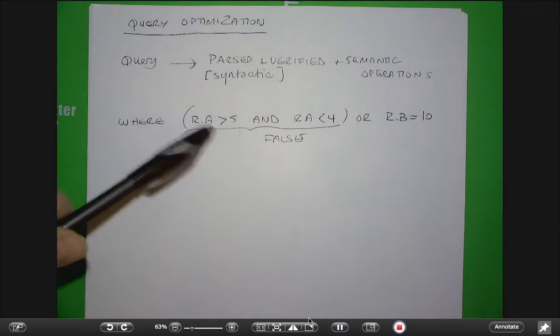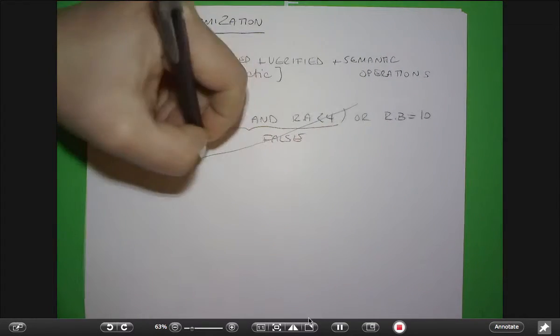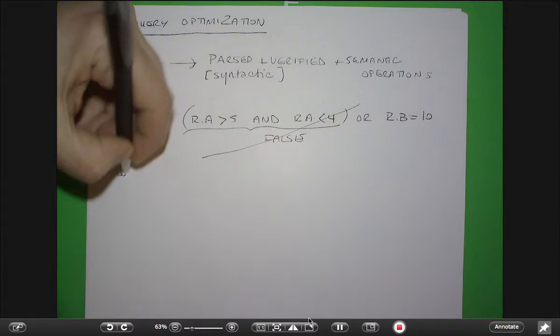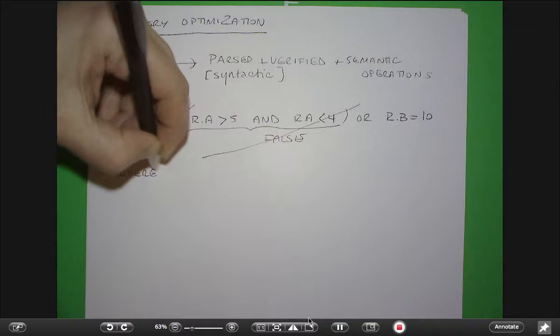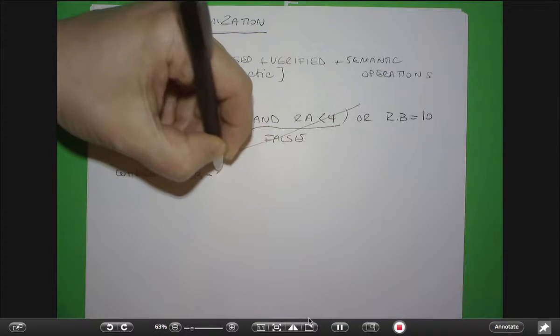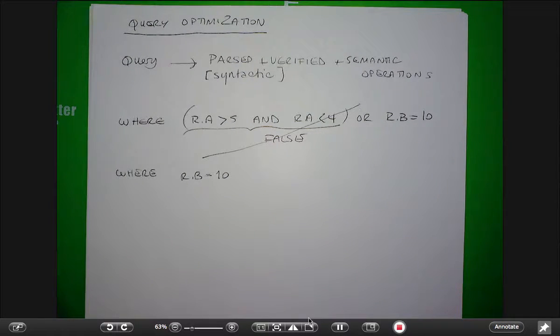Since this is false or this, I can actually simplify this to simply say where r.b is equal to 10. Okay? So I don't need to even execute the other one. If I didn't have r.b equal 10, I don't even have to execute this query. I can return you an empty table, right? Because I know nothing will actually be returned.